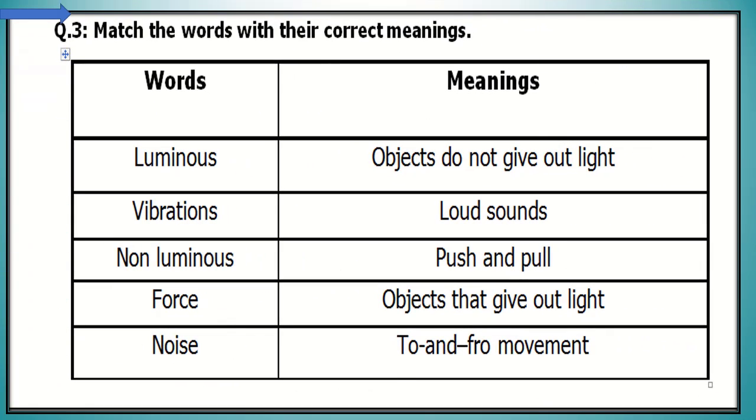Let's see question number 3. Match the words with their correct meanings. So students, see the words and their meanings. First one is luminous. So students, luminous means objects that give out light. Next one word is vibrations. Vibrations mean to and fro movement are called the vibrations. Now see non-luminous. Non-luminous mean objects that do not give out light. Next one word is force. So students, push and pull are called force. Now see noise. Loud sounds are called noise. So students, this was your enrichment worksheet which you have to complete correctly.